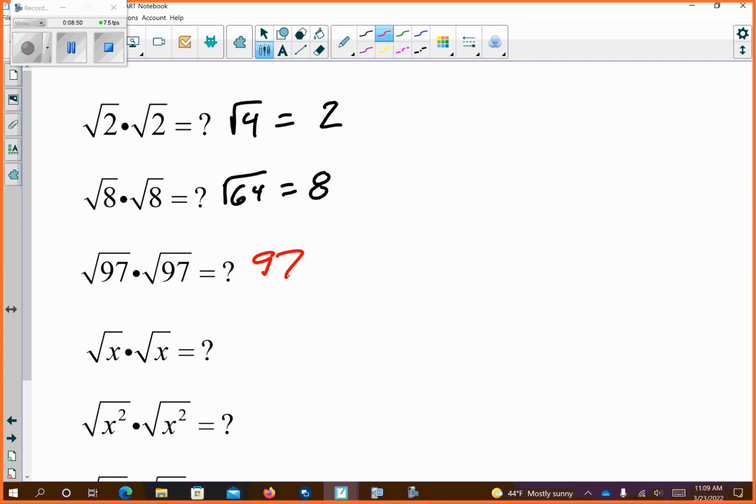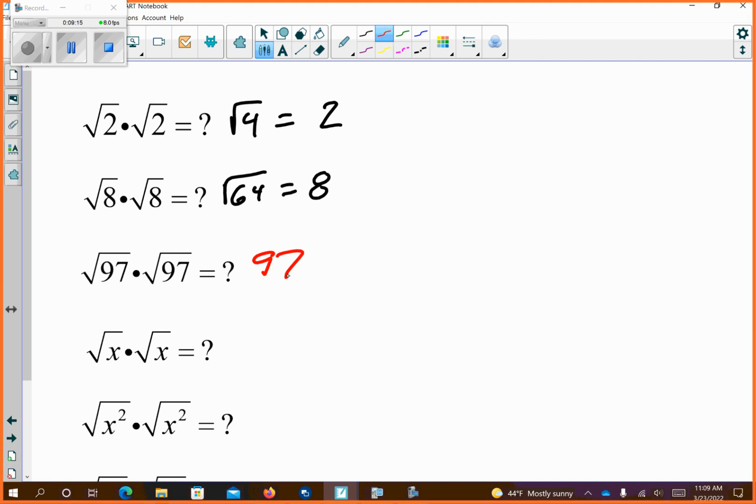So, friends, when you're multiplying 2 identical roots together, they become a perfect square. So this was easy: 2 times 2 is 4, square root of 4 is 2. 8 times 8, you get 64, square root of 64 is 8. But notice I'm not going root 97 times root 97. I just realized, look, this 2, this 8. Oh, this has to be 97.